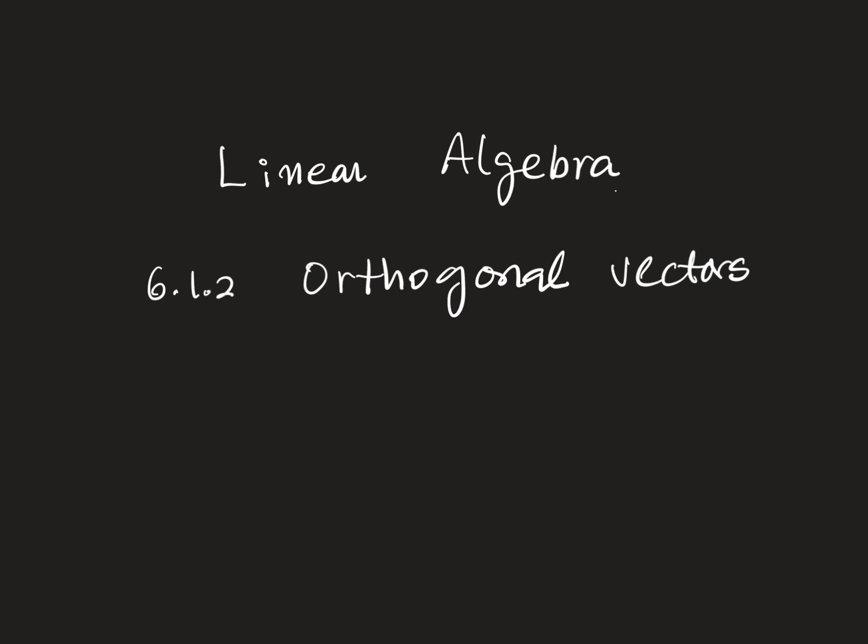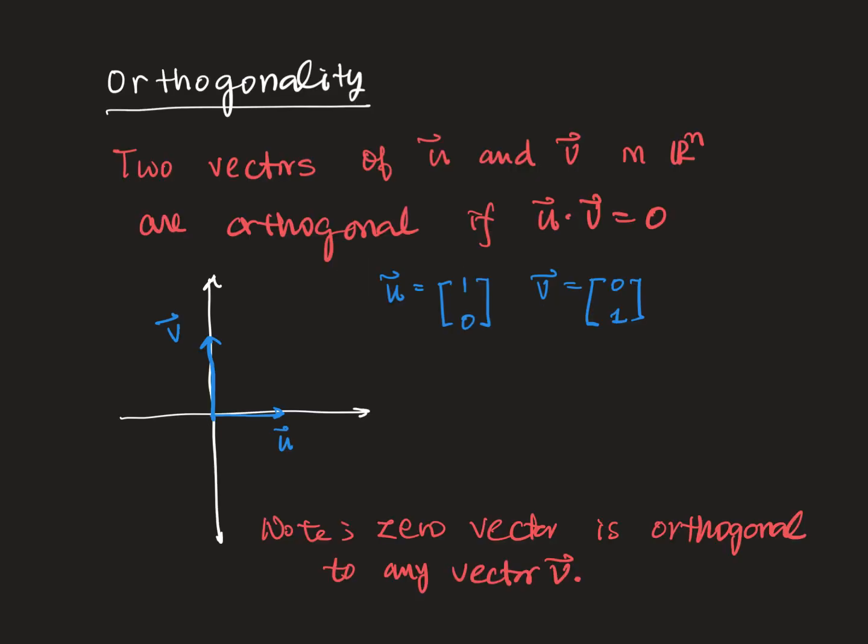This is linear algebra. We're going to be talking about orthogonal vectors in this section. What does it mean for two vectors to be orthogonal? Two vectors are orthogonal when their inner product is zero.